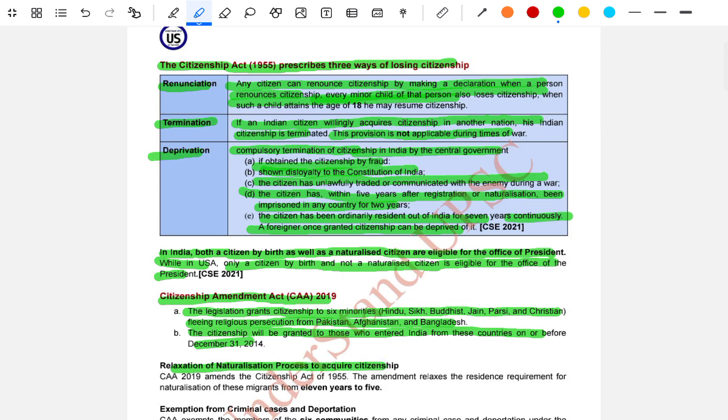Relaxation of the naturalization process: the Citizenship Amendment Act 2019 amended the Citizenship Act of 1955, and the amendment relaxed the residence requirement for the naturalization of these migrants from 11 years to 5.